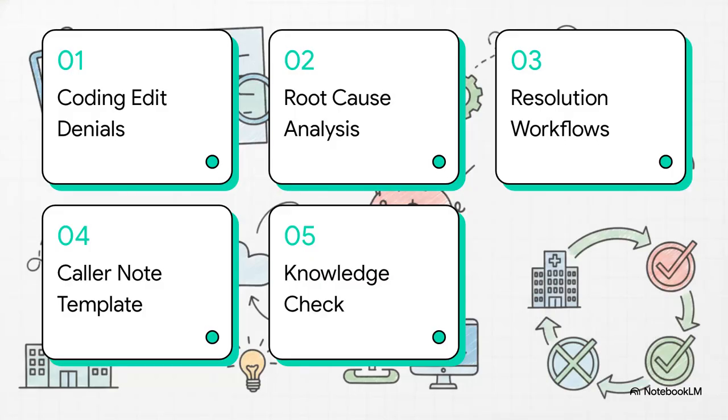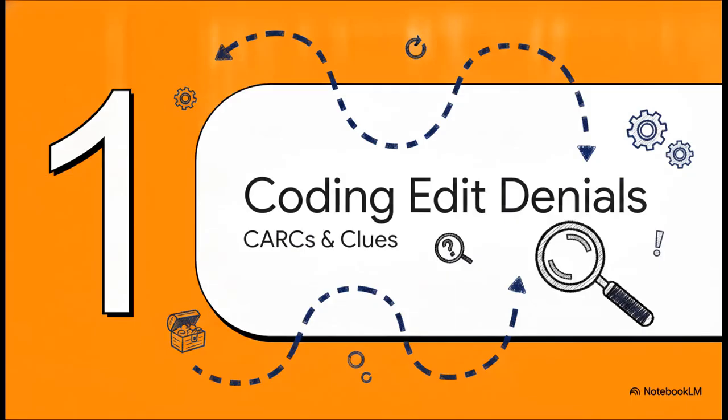All right. Let's take a quick look at our blueprint for today's investigation. We'll cover coding and demographic edit denials, dive into root cause analysis, walk through resolution workflows and scenarios, look at a standard AR caller note template, and wrap it all up with a knowledge check. So, let's jump right into Section 1, Coding and Demographic Edit Denials.